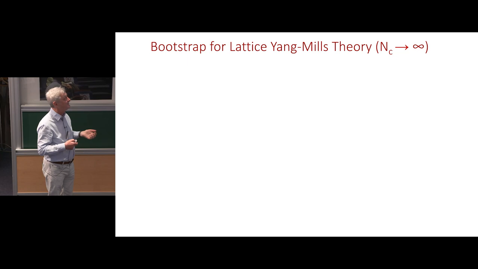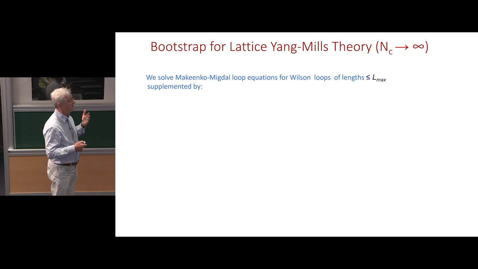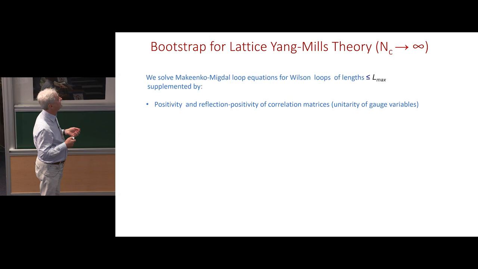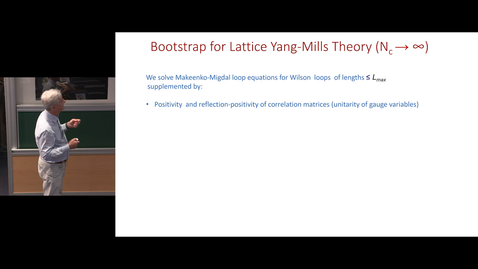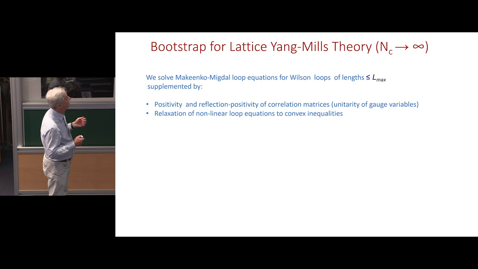So in the 't Hooft limit, we solve Makeenko-Migdal equations for Wilson loops of length less than Lmax, the same idea on the lattice, supplemented by various conditions. Positivity, which I explained on the matrix model, but also reflection positivity, which I will explain, of related correlation matrices. And mostly it's to enforce the unitarity of gauge variables, which is lost when you cut off the number of equations. Then a relaxation method, which I mentioned, but I will explain it in detail.